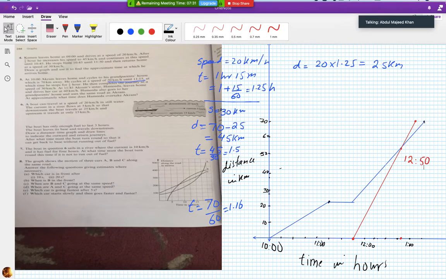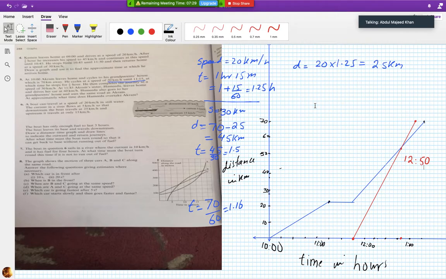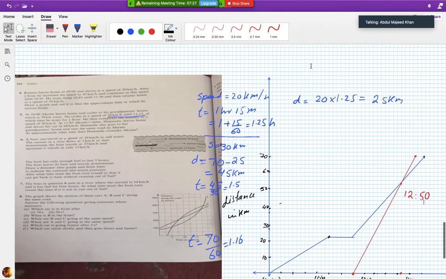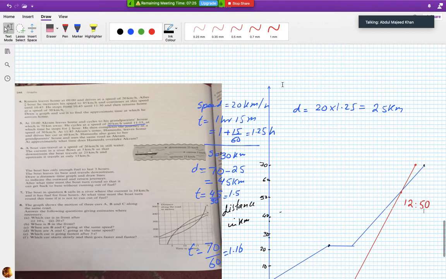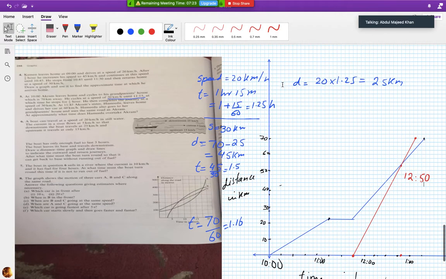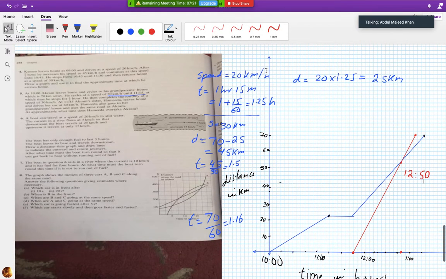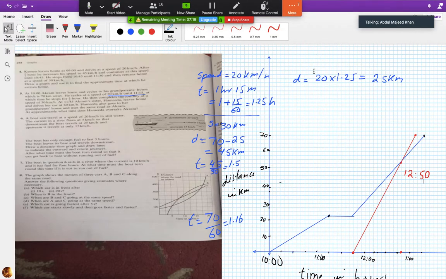I hope that you understand the concept. There is classwork and homework for you. Classwork and homework is question number 1 till 9, page 243, exercise 11.